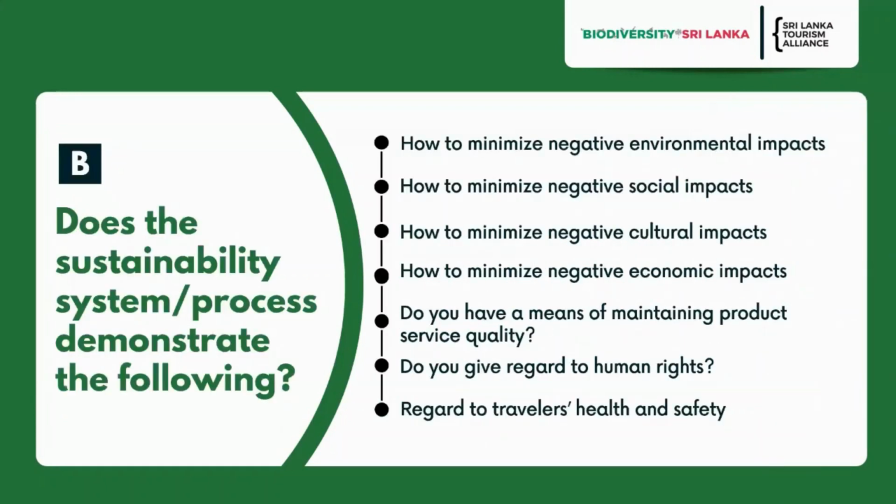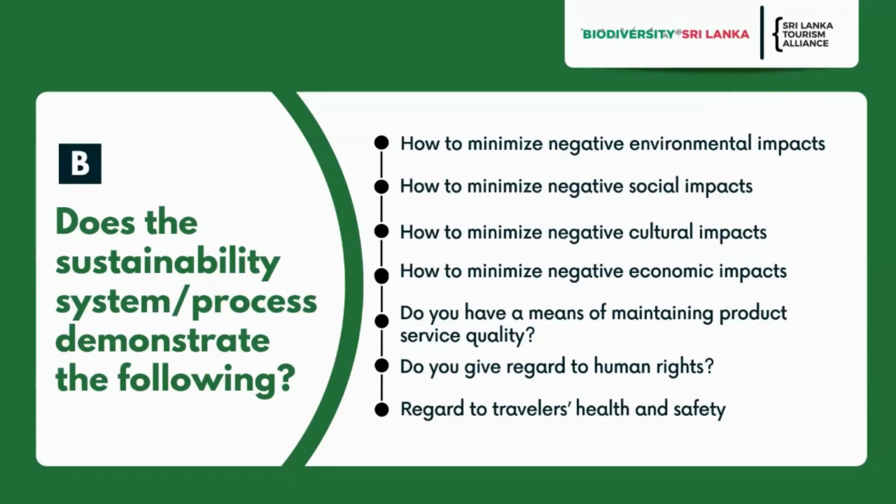Now, how would you do this? Does the sustainability system demonstrate the following? So your policies, your objectives, and whatever you document in this policy should address the following. How to minimize negative environmental impacts is really vital. Then, secondly, how you minimize negative social impacts. Now, we have environmental impacts, we also have social impacts. Social impacts have a bearing on the communities that are within or in the radius of our enterprise.